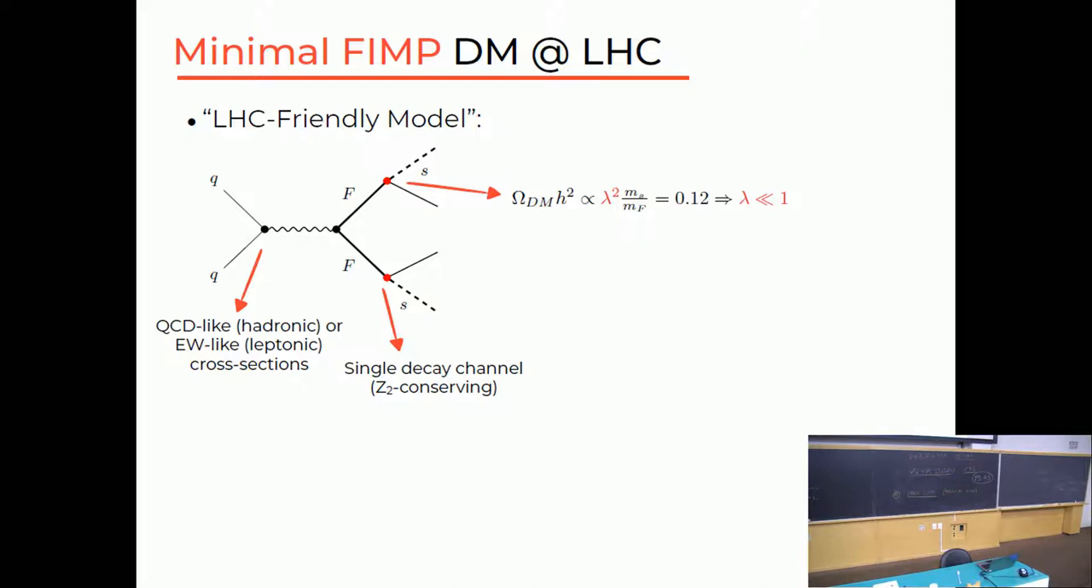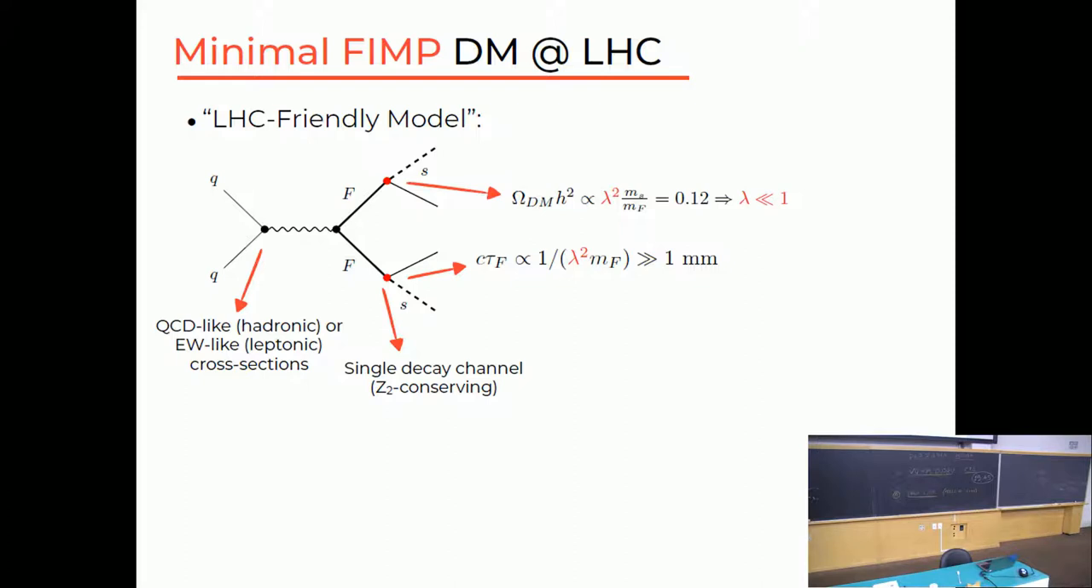So to get the right relic density, this has to be a tiny number. I didn't put the whole expression here, but this ratio has to be small. So MS has to be much lighter than MF, or lambda has to be super tiny. Order of 10 to the minus 8, 10 to the minus 9, 10 to the minus 10. So the main conclusion here is that lambda is super small to get the right relic abundance. This is the freezing mechanism.